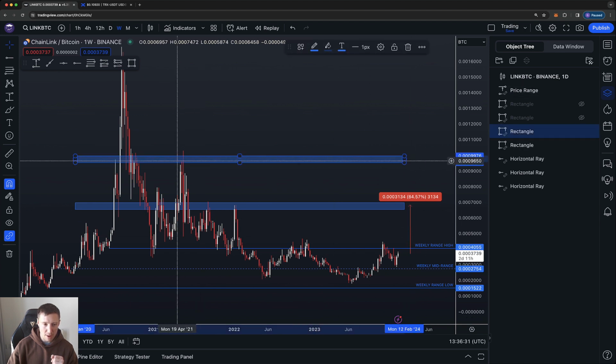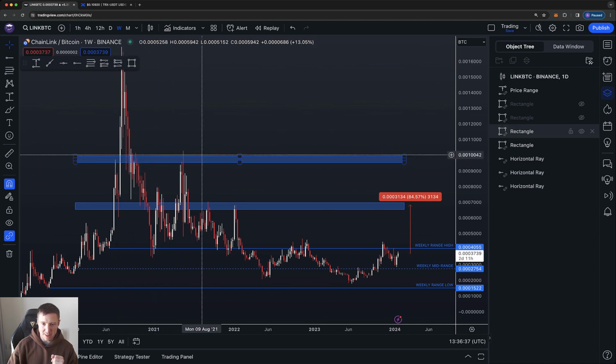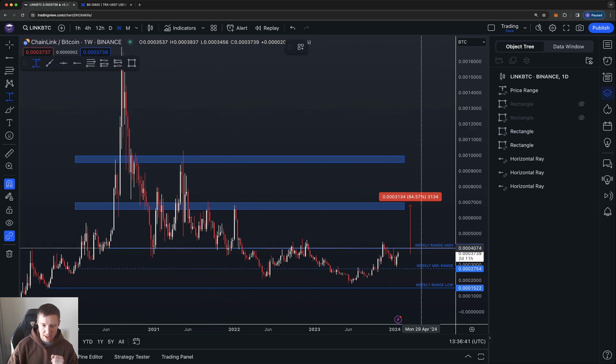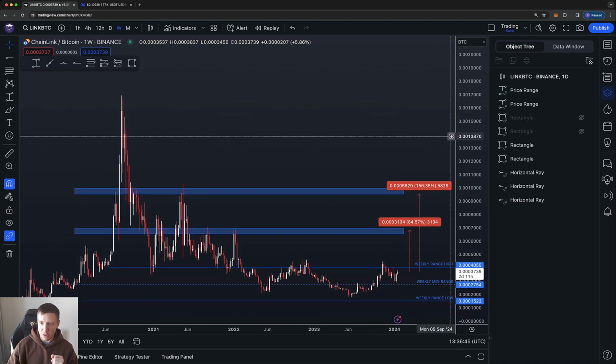TP2 up here, very obvious level. You can see how big of a level of resistance this is in the past, and it's just before that big psychological level of 10,000 sats. So a return from today's prices, again, it's 150% return on your Bitcoin, not too bad at all.